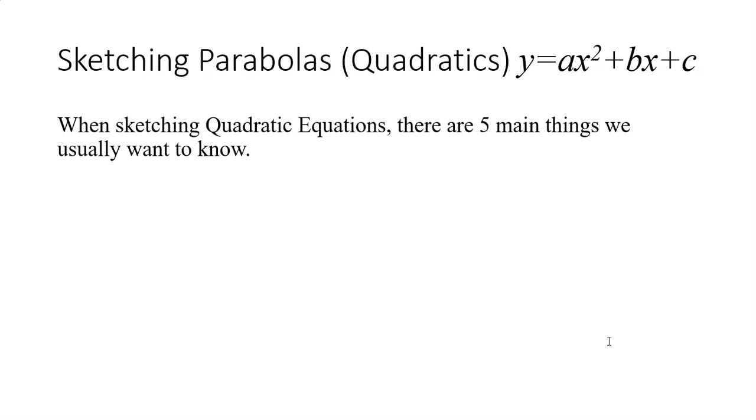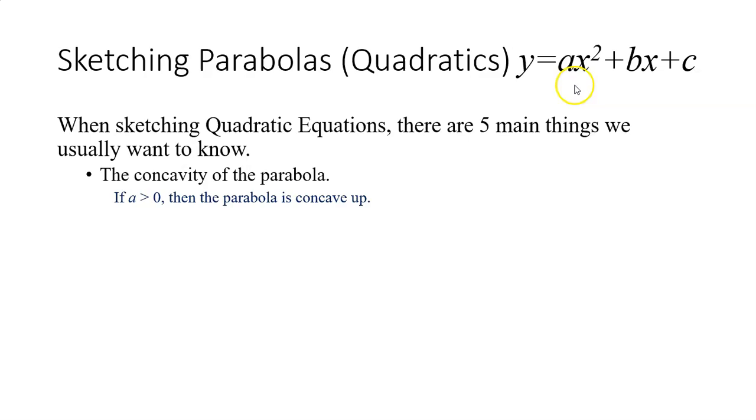When sketching quadratic equations, there are 5 main things we usually want to know. The first one is we look for the concavity of the parabola. So we're looking at this a value in front of the x squared, the coefficient of the x squared. If that a value is a positive number, it can be a fraction or a decimal or an integer, but as long as it's positive, then we have a concave up parabola. If the a value happens to be negative, then we have a concave down parabola. One of my previous videos has gone through that.